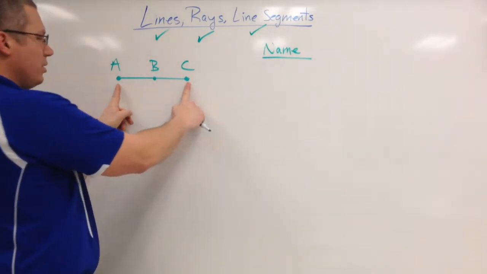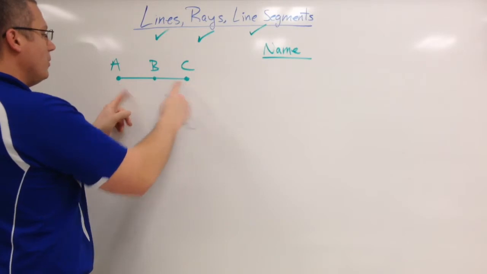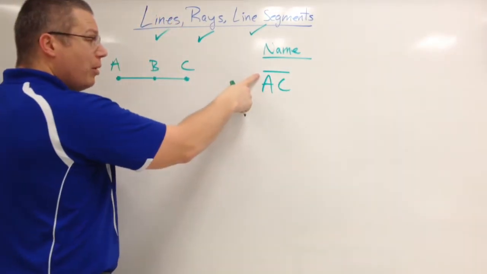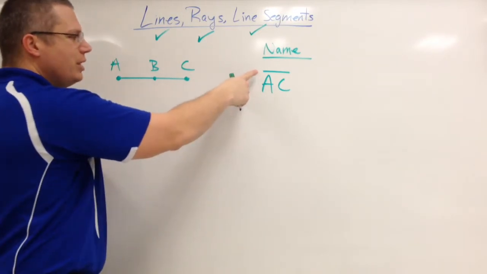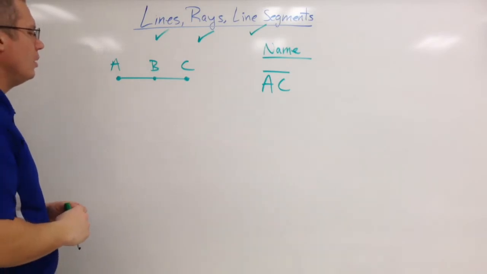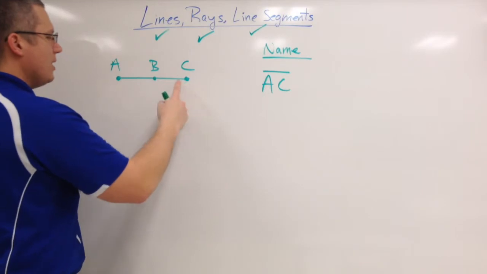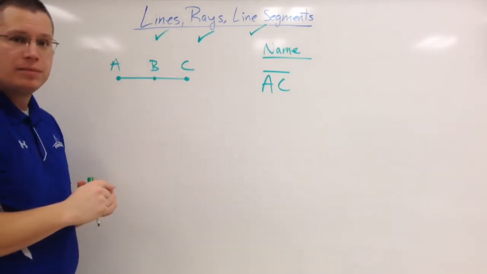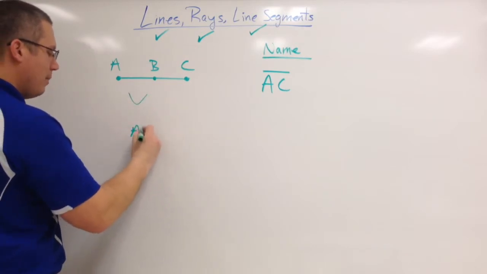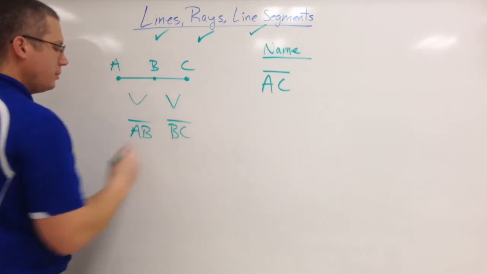So I want to name this line segment, because you'll notice I have a couple line segments now with the point B in the middle. Line segment AC. And again, I put the symbol for a line segment above it, which is a line with no arrows on it. This is AC. Endpoint A, endpoint C. It's the segment that goes from point A to point C. If I wanted a smaller segment, I could call this segment AB. Smaller segment, segment BC.